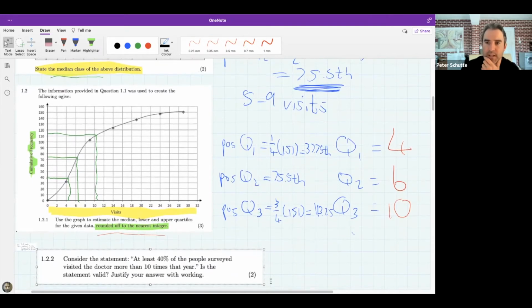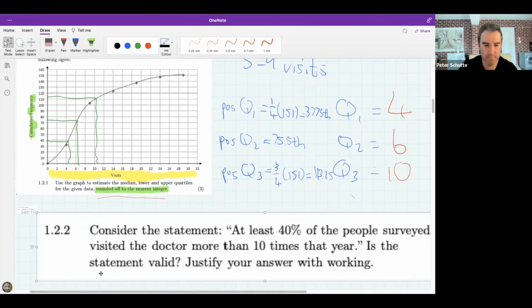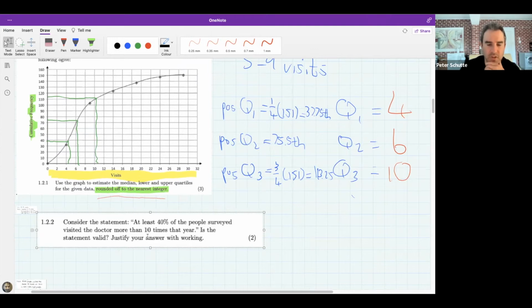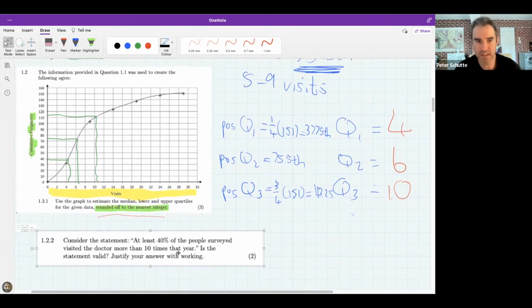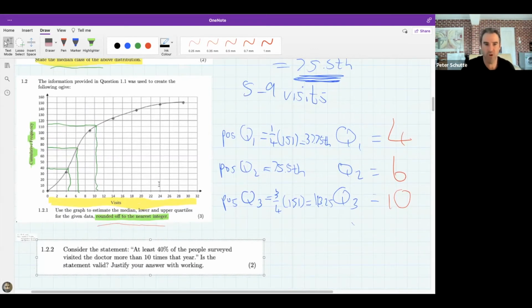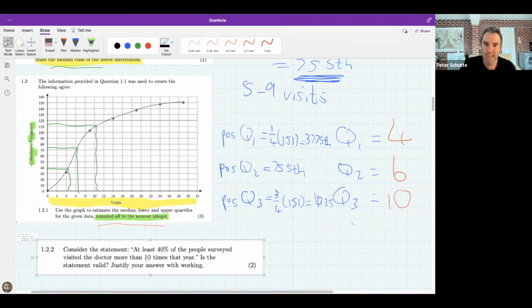So look there. Okay, so let's consider this statement. Consider the statement. Oh, what's going on here? Consider the statement. At least 40% of the people surveyed visited the doctor more than 10 times that year. Is the statement valid? Justify your answer with working. So I want to know from you guys, if you look at this drawing, we've just worked it out, and we've got this graph. Is the statement valid? Is it not? And if you want to come online to explain yourself, maybe that's also a good way to do it, or put it in the chat. Is the statement true based on what you see of this question?